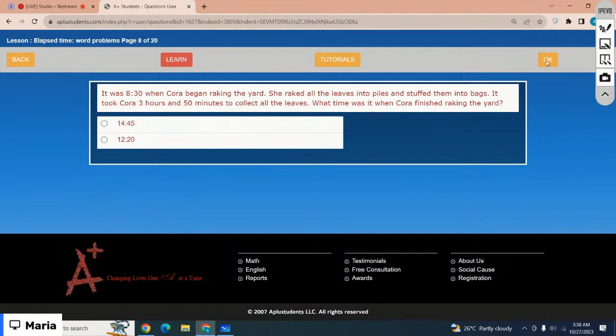It was 8:30 when Cora began raking the yard. She raked all the leaves into piles and stuffed them into bags. It took Cora 3 hours and 50 minutes to collect all the leaves. What time was it when Cora finished raking the yard? Which is the correct option?